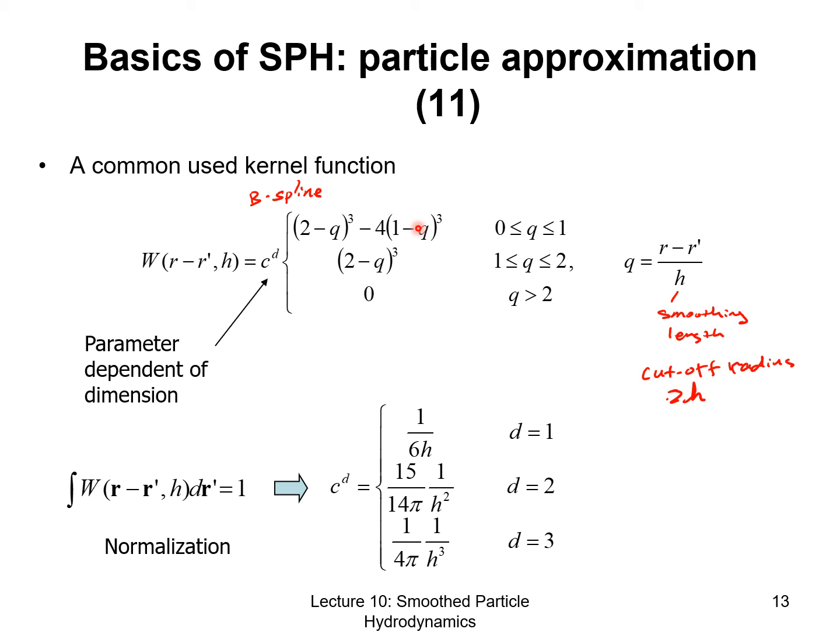This is only the 1D formulation. In order to make the integral over the entire space equal to 1, we should introduce a normalization factor in front of this kernel function. So for different dimensions, 1 dimension, 2 dimensions, 3 dimensions, they have different factors, because we need to normalize the integral.